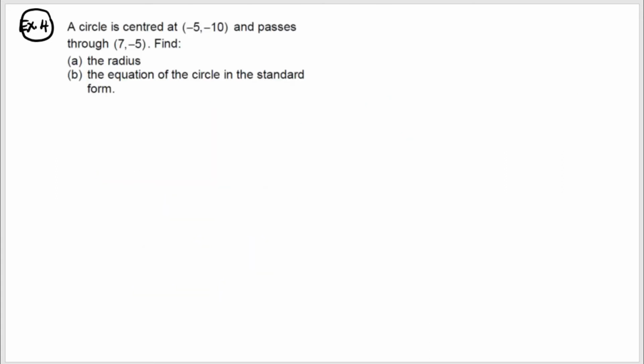Now let's look at example 4 here. Suppose we have the circle centered at this point, and it passes through this point. Find the radius.